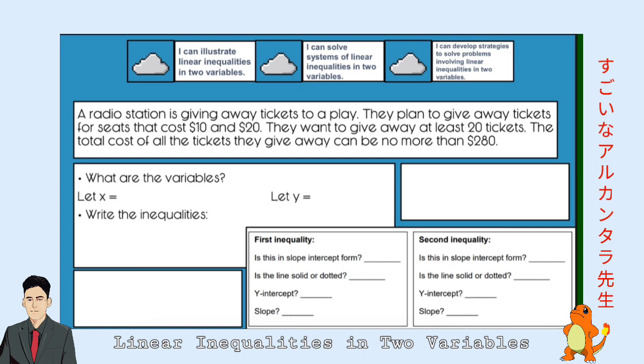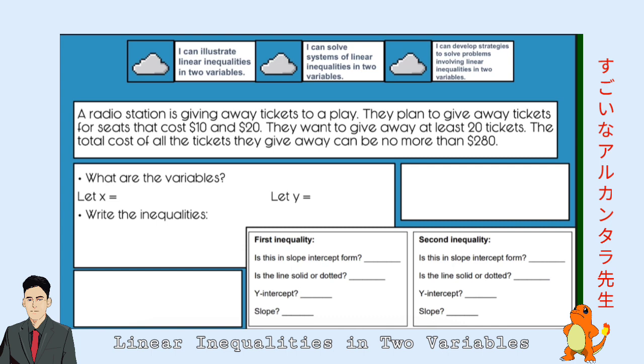So, for example, here we have a radio station is giving away tickets to a play. They plan to give away tickets for seats that cost $10 and $20. They want to give away at least 20 tickets. The total cost of all the tickets they give away can be no more than $280.